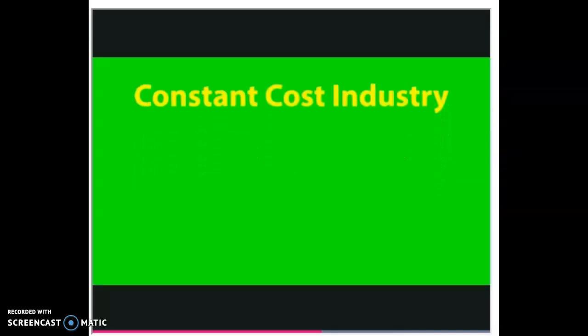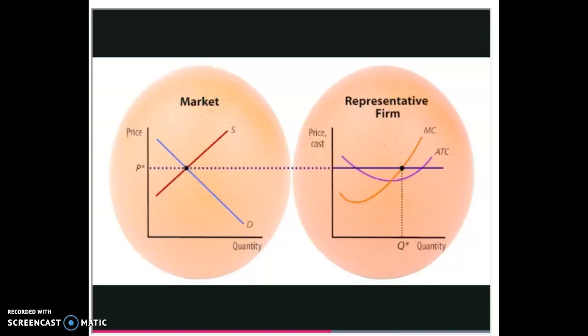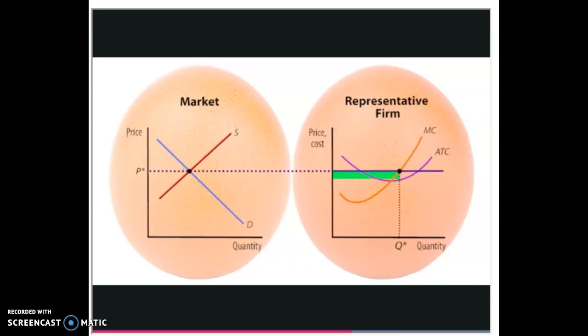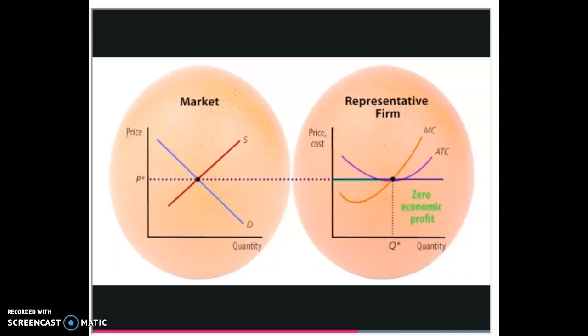We'll assume this is a constant cost industry, meaning that the firm's cost curves are unaffected by changes in the size of the industry. Suppose the existing firms are making profit as shown by this area, which shows the profit per unit multiplied by the number of units sold. Given the ease of entry into this market, more firms will enter, increasing the supply and pushing the price down until the economic profit is zero.